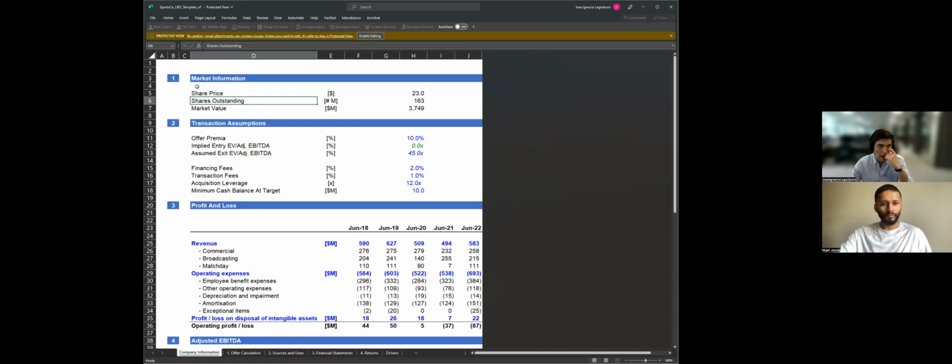The key items that you would focus on are, first of all, in this case, as it's a public company, we're just gathering the public information. So what is the current share price, shares outstanding, and the market value of the company, and we'll see why. I have a second section here, which is called transaction assumptions, which we'll look into in more detail later on. But this will drive the price that you are paying and your leverage assumptions at entry and exit.